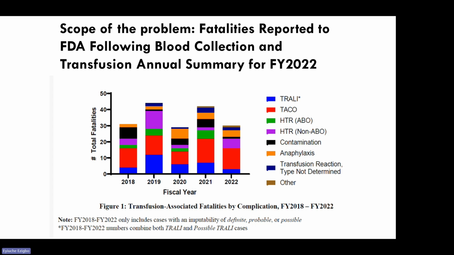So you can find others are still there. Hemolytic transfusion reactions, some are not due to ABO, they are still there. Contamination is still causing complication in blood transfusion. Anaphylaxis, okay? So that is what this slide is showing. The scope of the problem still tells us that we still have some fatalities. We have some problems, complications in giving blood. Blood is not 100% safe.